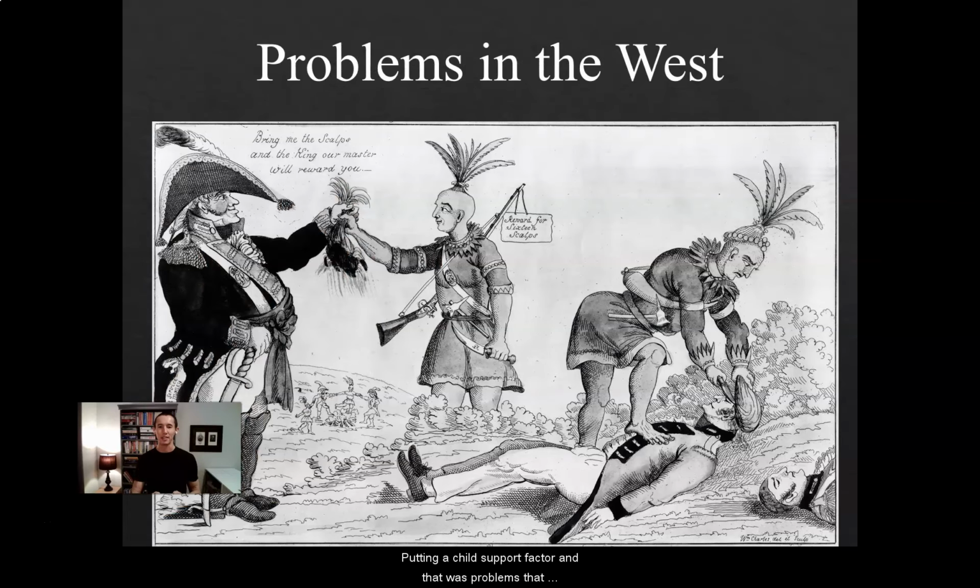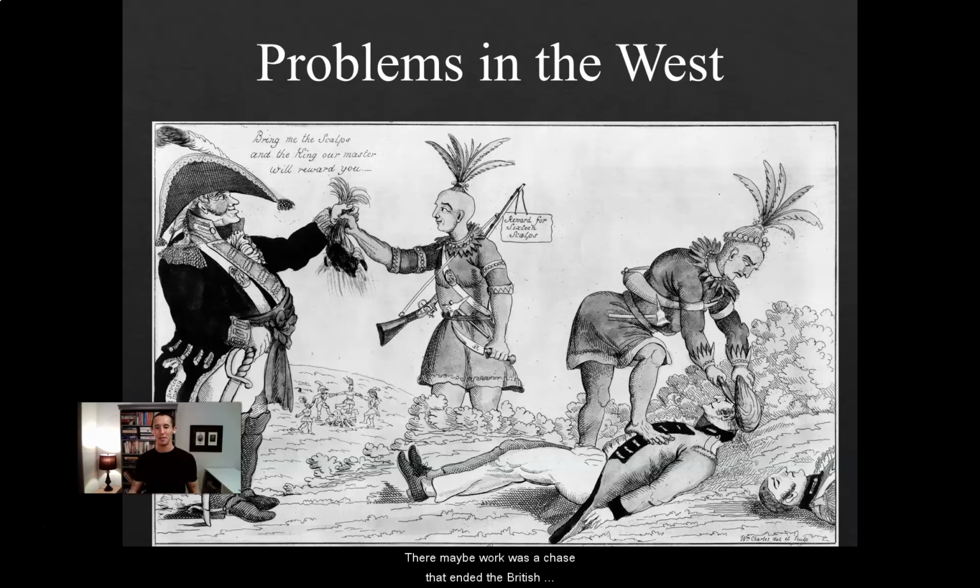There was also a fourth factor, and that was problems out west. As Americans kept moving west, and they moved west fast, they kept running into Native Americans, because obviously the Native Americans lived there. Native Americans were understandably upset, and so they would attack Americans. This happens over and over again. As Americans move west and are attacked by Native Americans, they always blame the British. That's what that cartoon is: a British officer paying Native Americans for their scalps.